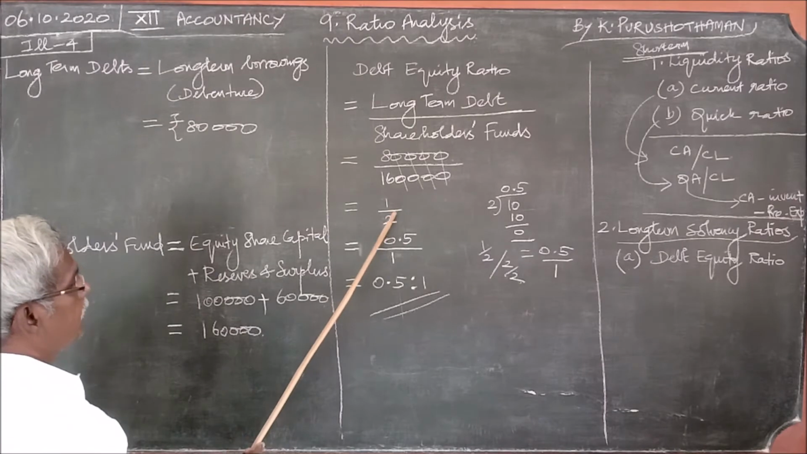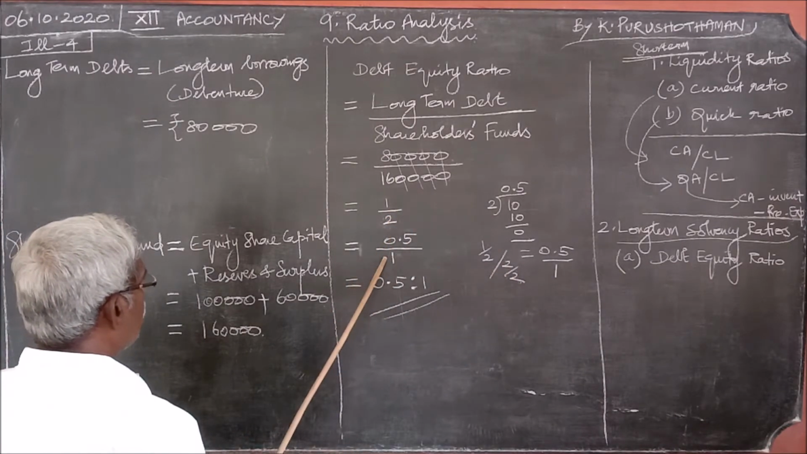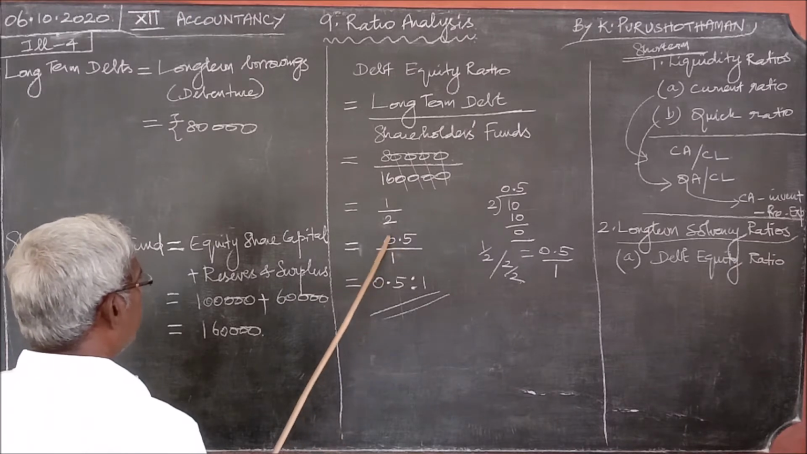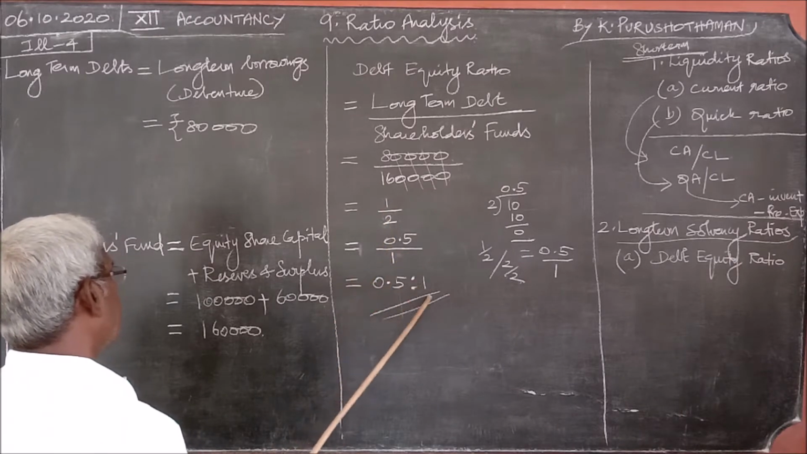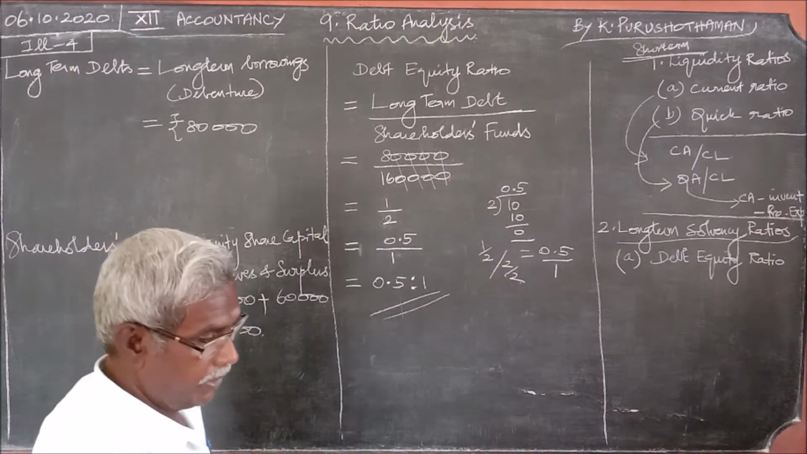So 1 by 2, here 2 by 2. As per the rule, 2 by 2 becomes 1. 1 by 2 is 0.5. Therefore, 0.5 is to 1. This is the debt equity ratio.